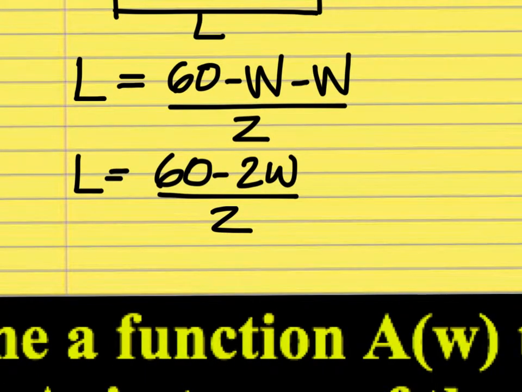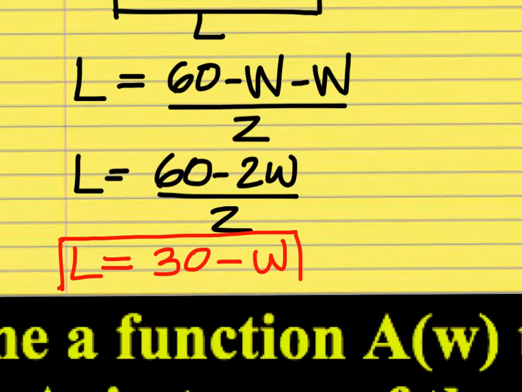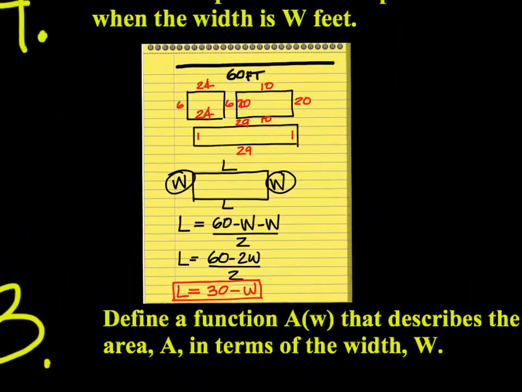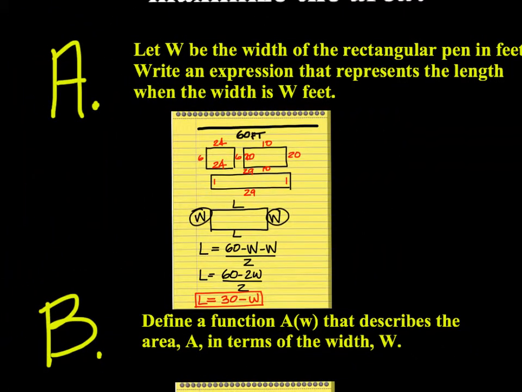So if I do that, I'm left with L equals 60 divided by 2 is 30, and minus 2W divided by 2, W. What's 2 divided by 2? 1. Do we need a 1 on the bottom? No. So this is it. This is your expression that is equal to L. And that's what we were being asked to find in part A.